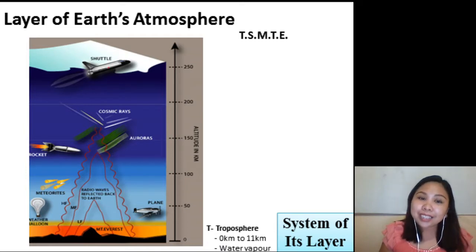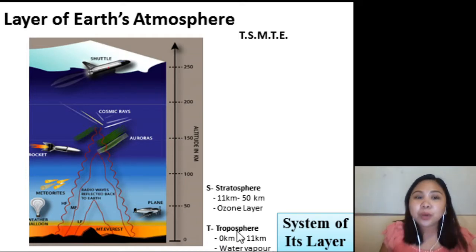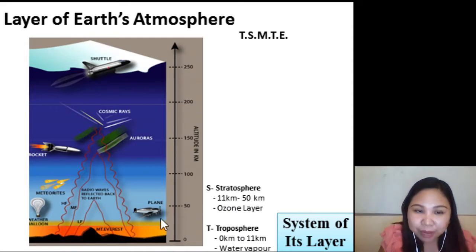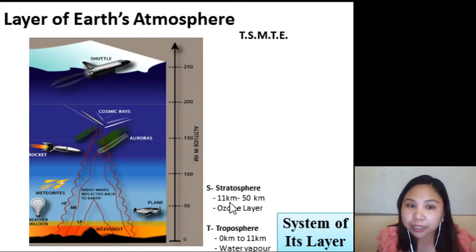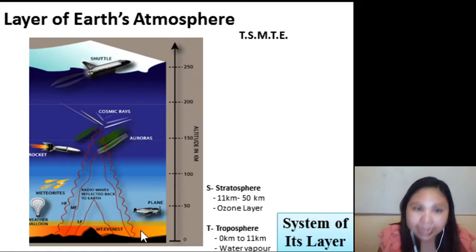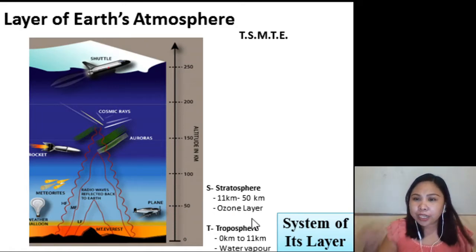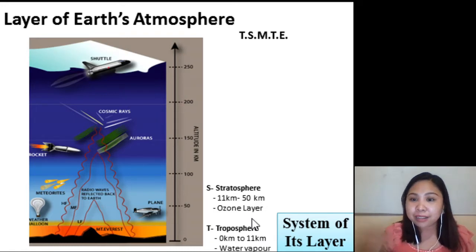Another layer that we have here is the stratosphere. It extends from 11 kilometers to 50 kilometers. Simula dito hanggang 50 kilometers, dyan natin matatagpuan ang very thin layer of our ozone, the ozone layer. Mamaya, maiintindihan nyo kung ano ang silbi ng ozone layer in our atmosphere.